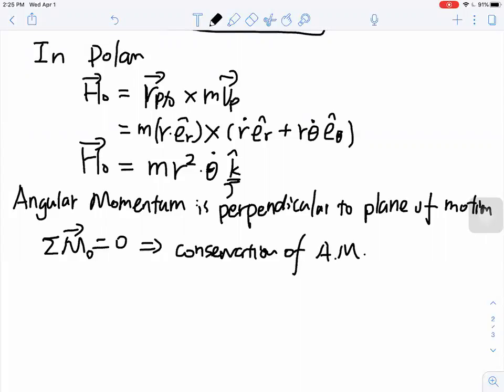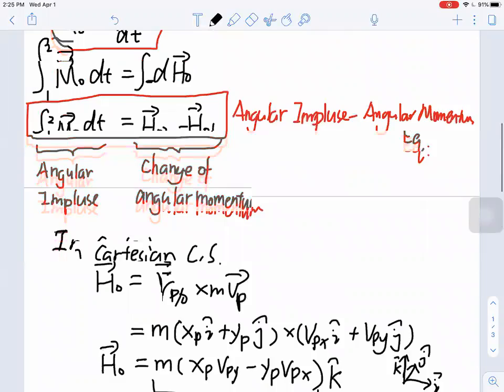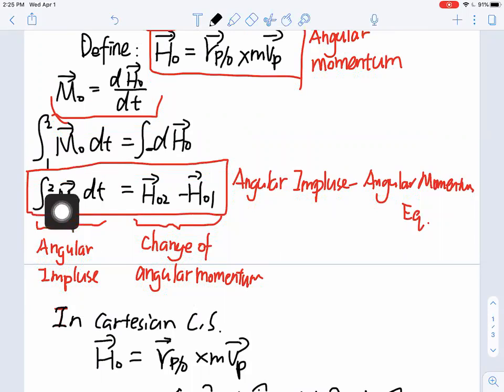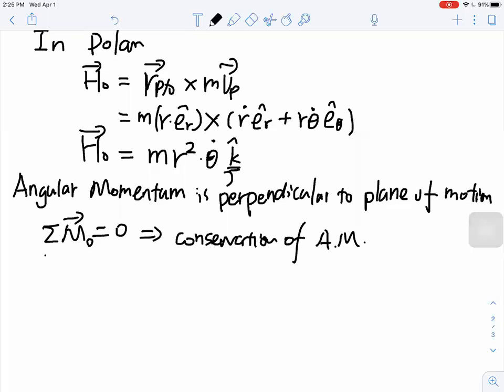Okay, so what happens if the sum of the moments about the fixed point is 0? Let's go back to the equation. If this moment goes to 0, then the left-hand side is 0. On the right-hand side, we're only left with HO2 minus HO1. Under this conservation, we would have 0 equals HO2 minus HO1, the change of angular momentum.